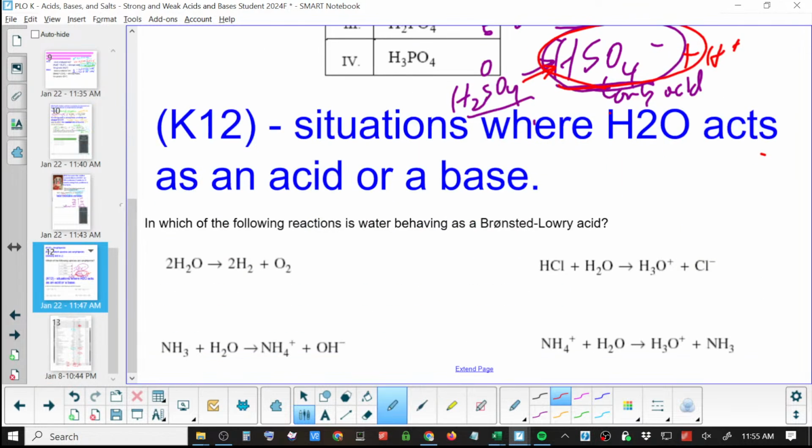Last one. In which of the following reactions is water behaving as an acid? Bottom left. You were answering right away. So we've got one of them. Why is it behaving as an acid there? Because it is giving away a proton. Is there any other ones? Let's check out the other ones. What is water acting as? Proton donor. Okay, it was just running with OH.